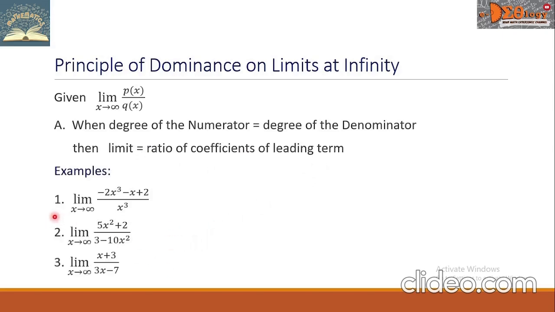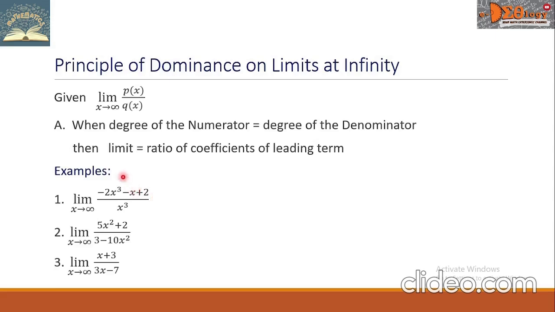Let's see example 1. The limit of negative 2x cubed minus x plus 2 all over x cubed as x approaches infinity. We can see that in the numerator, the degree is 3. In the denominator, the degree is 3. So they are equal. It means the limit is the ratio of the coefficients of the leading term.